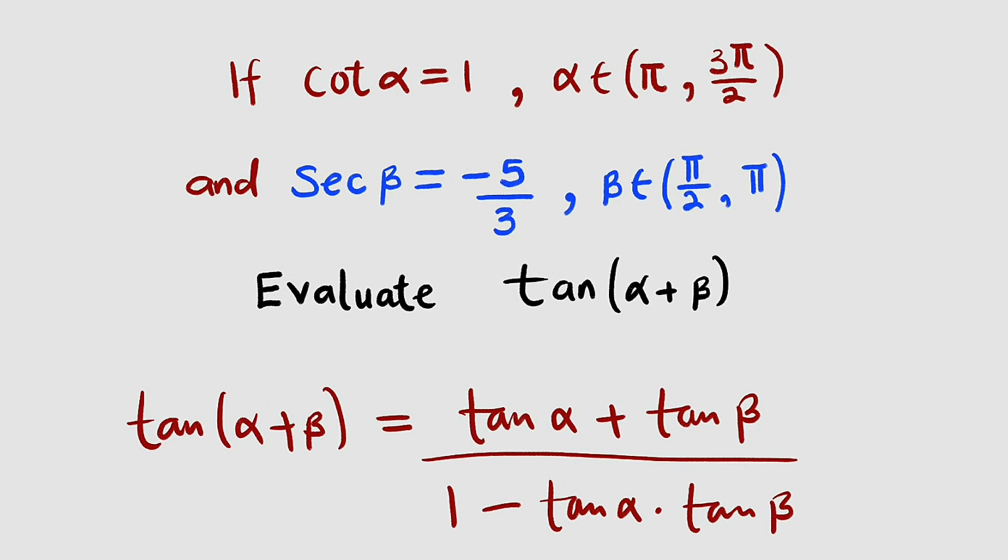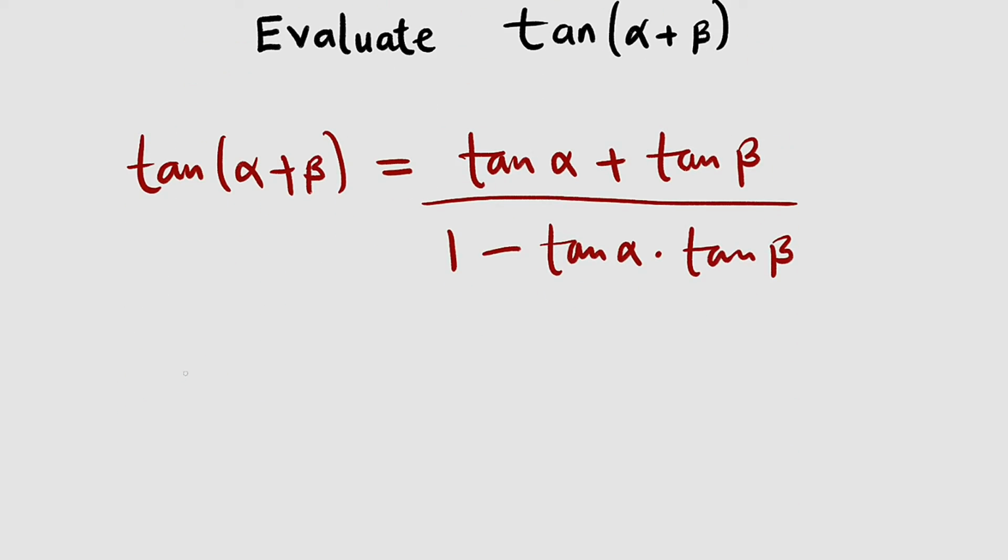Then we are going to express cotangent of alpha in terms of tan of alpha, right, in order to substitute it here. Then also express secant beta in terms of tan beta, just to substitute it here. But we have to consider these conditions. Let's start with cotangent of alpha. Cotangent of alpha is given as 1.